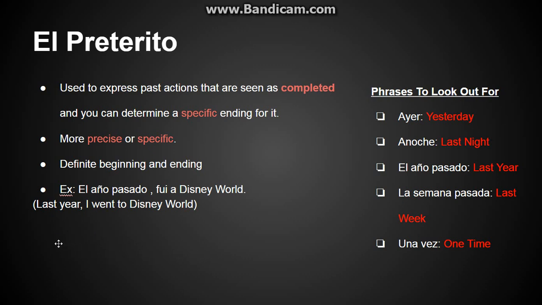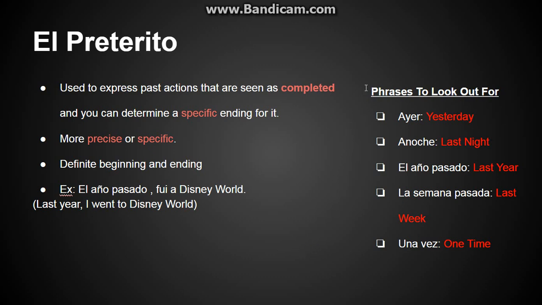Again, if you put this on a timeline, this would be a certain point in time, because we have a beginning and we have an ending. Not like imperfect, where we don't really know when it started or when it ended. We do know when it started and when it ended.